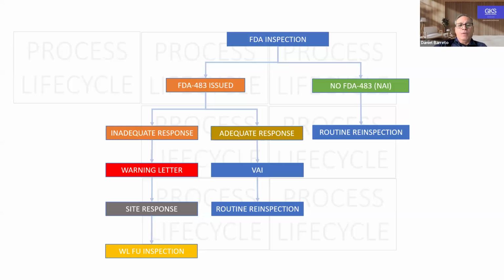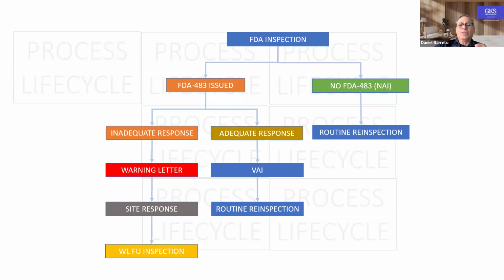So either way, if you have an inadequate response, you're going to get a warning letter, which will require you to submit another response to the agency. And this time, you better make sure that your response is adequate, because if it's not, the agency will take further actions against the company. But if that response is adequate, then obviously you're going to be classified as VAI, and then you're going to have a follow-up to your inspection.